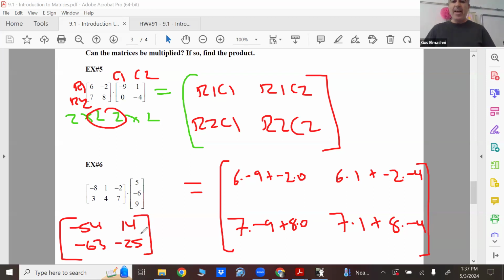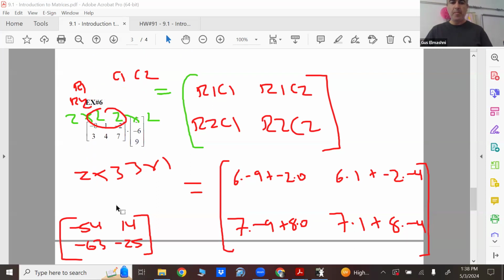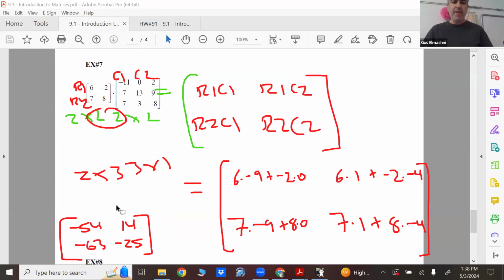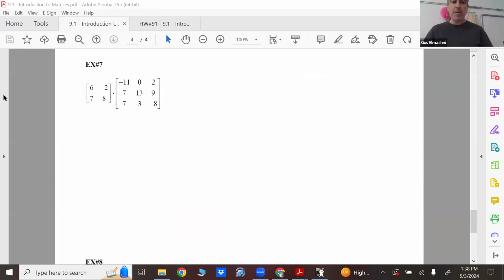So in the interest of time and your sanity, we won't do example 6. I think you guys get the idea of what to do. It can be done because the 2 by 3 with the 3 by 1 can be done. We already did something like it earlier. So we could just move on to another problem. In fact, you'll like this. Example 7 cannot be done.